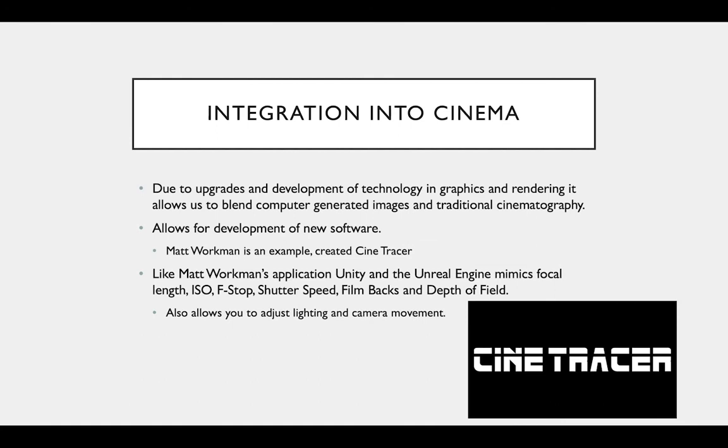This is due to the implementation of ray tracing technology. Ray tracing technology is mimicking how real light works and how it bounces off of things, or how it's cast from a source. So it's supposed to make it look realistic. Because of all this new development and technology, it has allowed cinematographers and other filmmakers to develop their own games that mimic cameras, camera movement, and lighting.